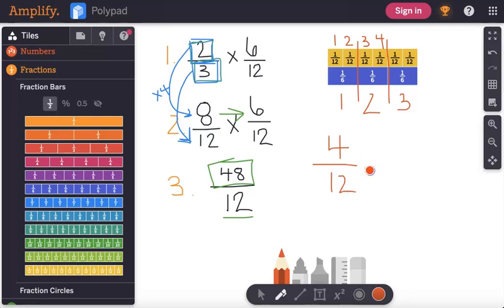And this is equal to 1/3 left. So you and your friend can eat 1/3 of the remaining pizza.